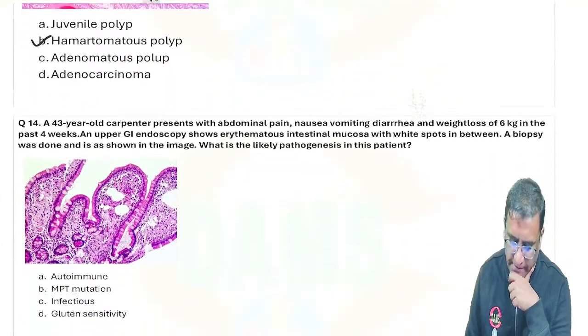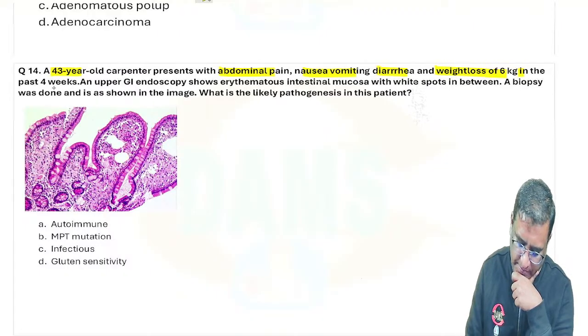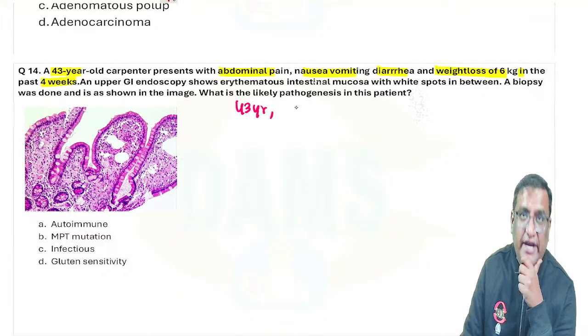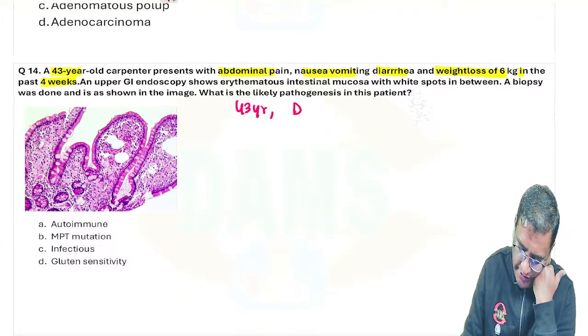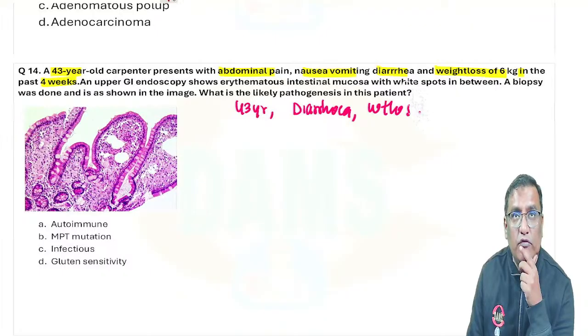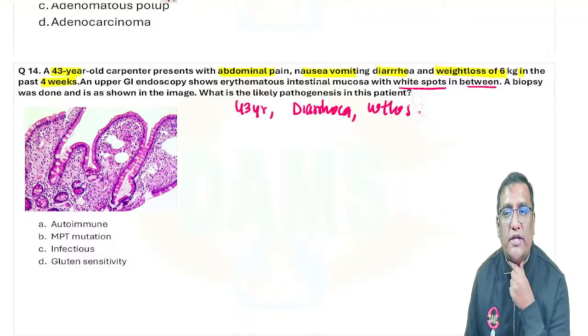Next, question number 14. A 43-year-old carpenter presents with abdominal pain, nausea, vomiting, diarrhea, weight loss of 6 kg in the past 4 weeks. So basically there are GI symptoms, diarrhea and weight loss. An upper GI endoscopy shows erythematous intestinal mucosa with white spots in between. A biopsy was done and is as shown in the image.